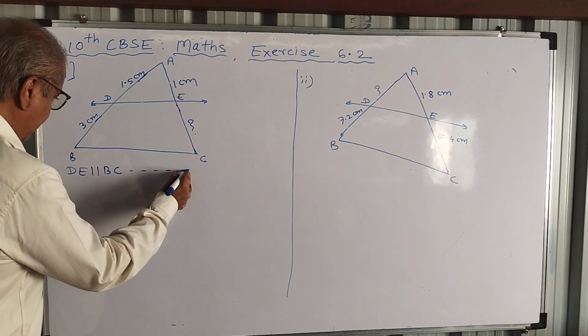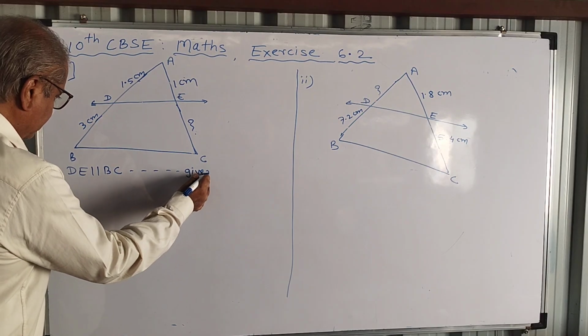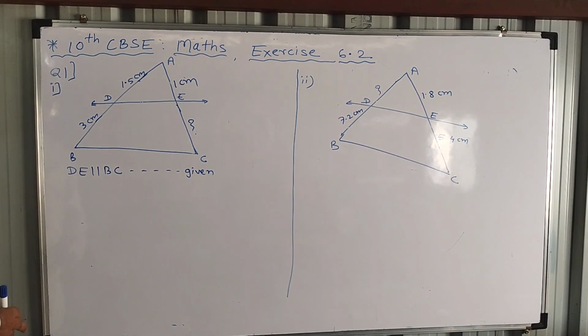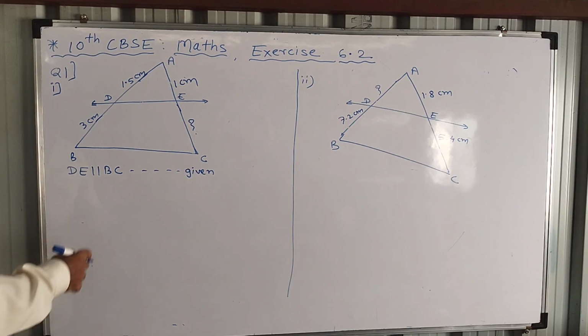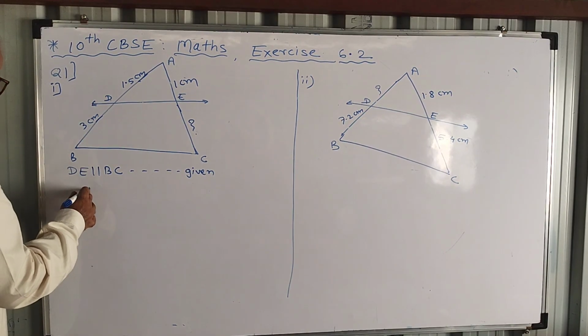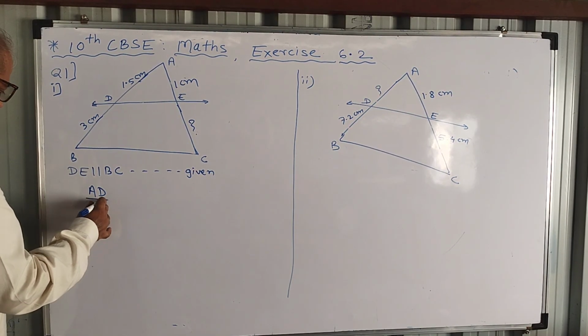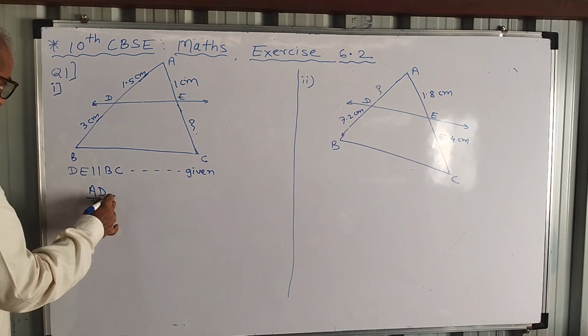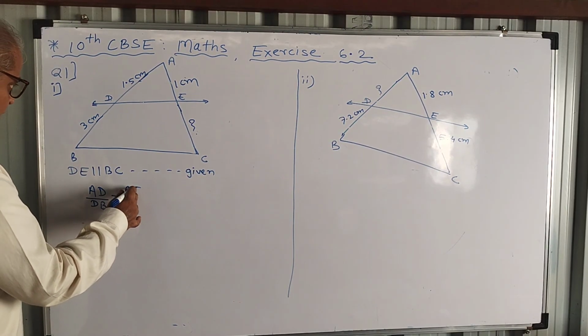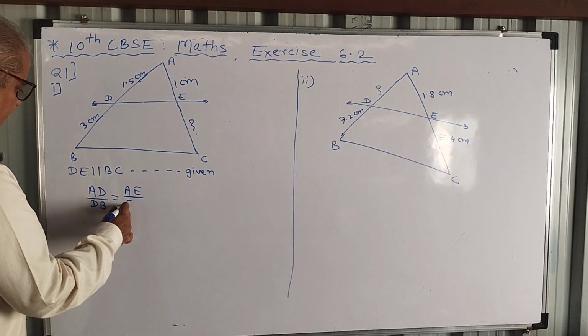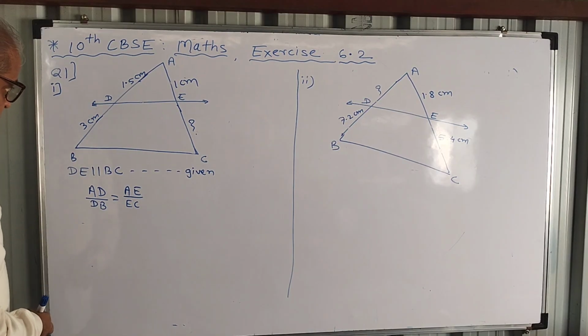DE parallel BC, it is given. मग याचा आधार घेऊन आपण BPT. What is BPT? AD upon DB is equals to AE upon EC. Now put the values.